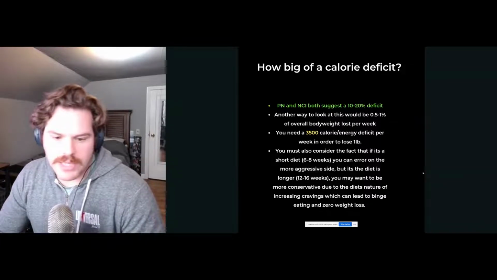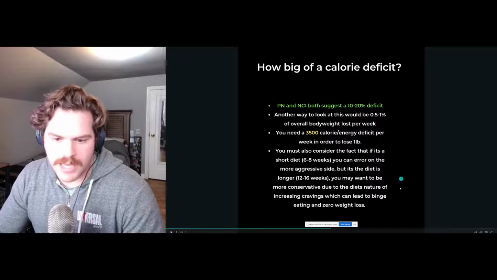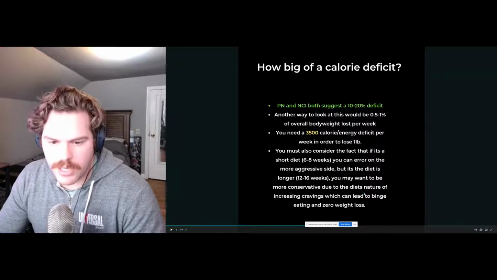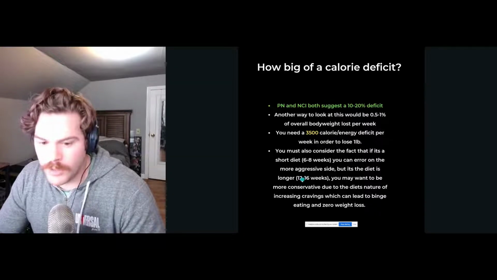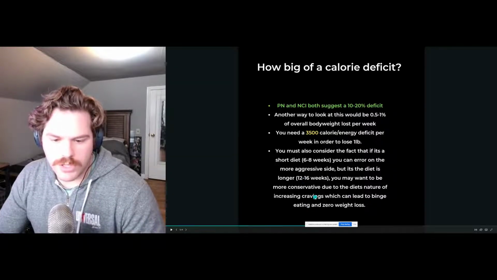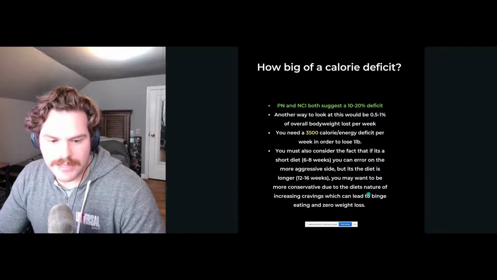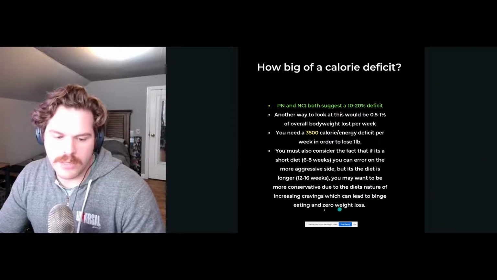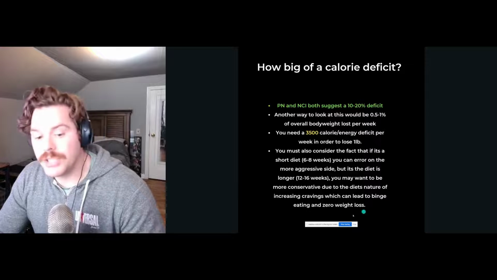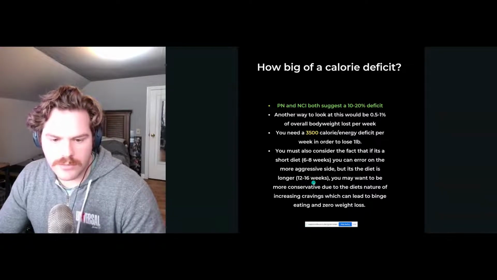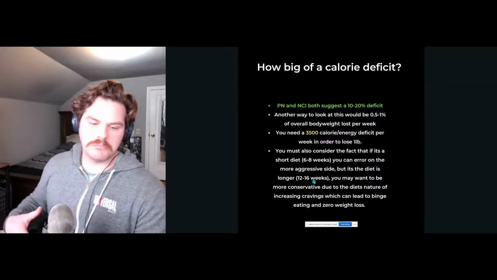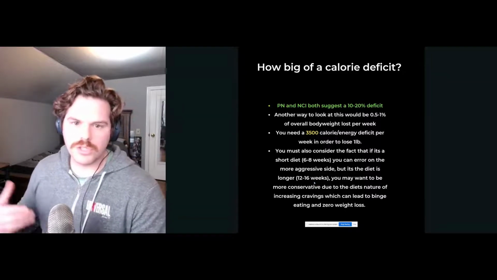That's fine. But let's say you have a lot of weight to lose and there's no vacation coming up right away. The diet can be 12 to 16 weeks, maybe even more. And you want to be more conservative due to the diet's nature of increasing cravings, which can lead to binge eating and zero weight loss.